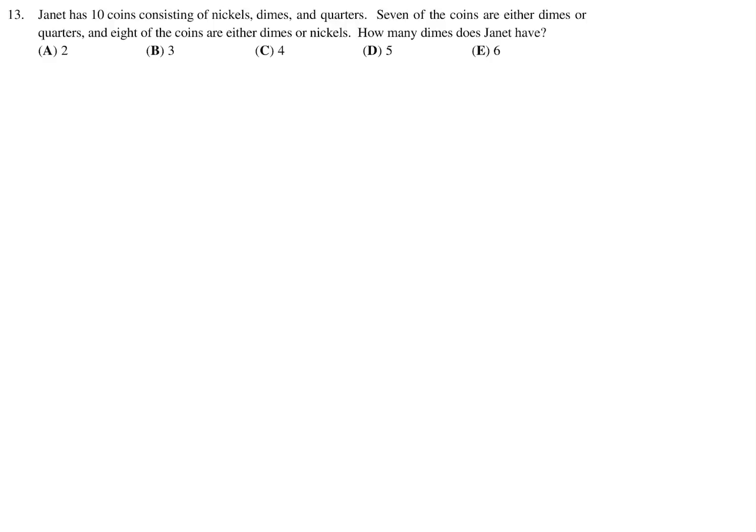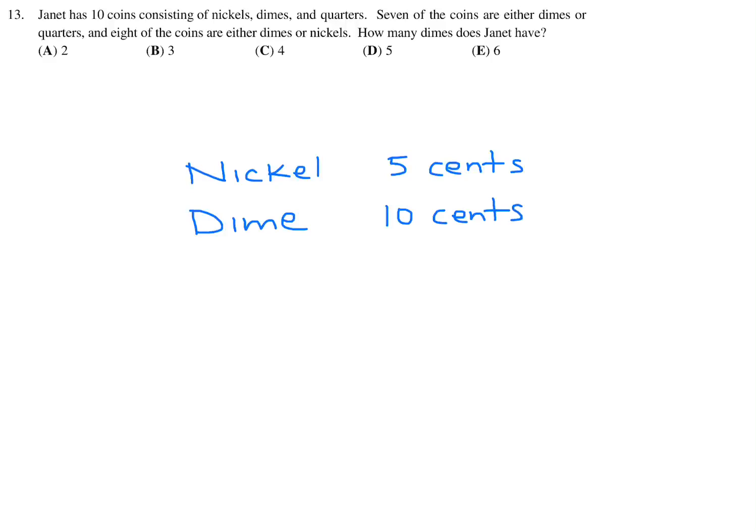Janet has 10 coins consisting of nickels, dimes, and quarters. 7 of the coins are either dimes or quarters, and 8 of the coins are either dimes or nickels. How many dimes does Janet have? Well, for those of you watching outside of Canada, just a quick lesson. A nickel in Canada is basically 5 cents. That's the currency. A dime is a term used to describe a 10-cent coin, and a quarter is the term used to describe a coin that is worth 25 cents.